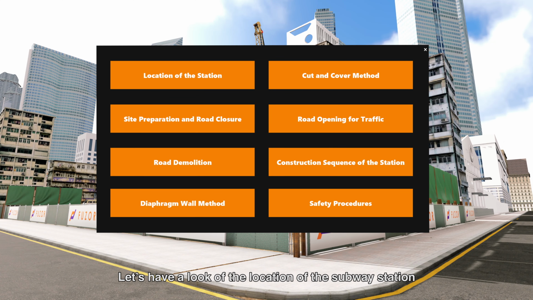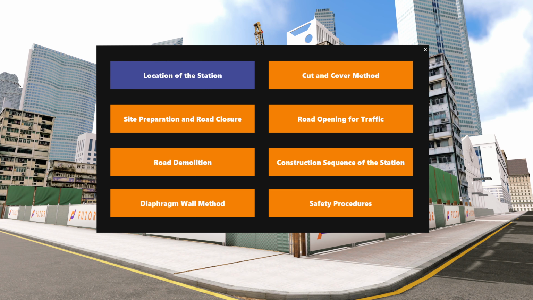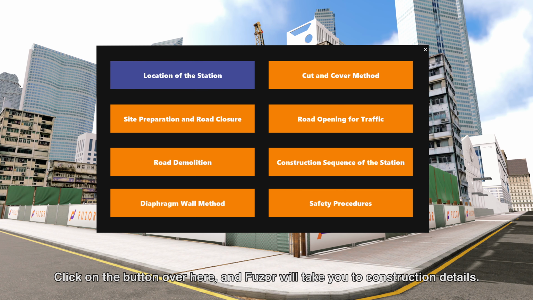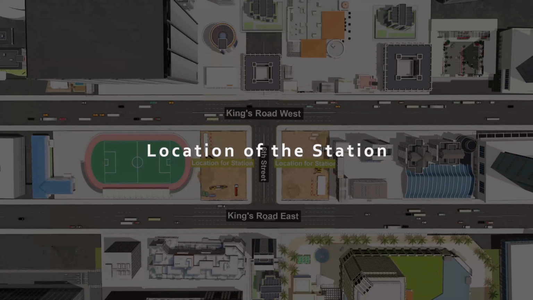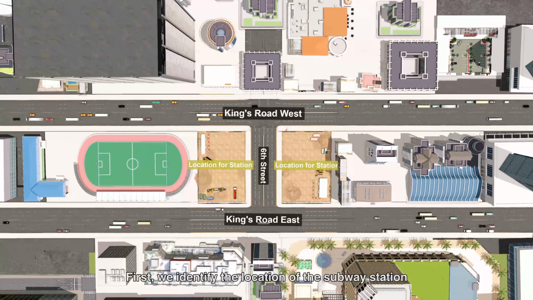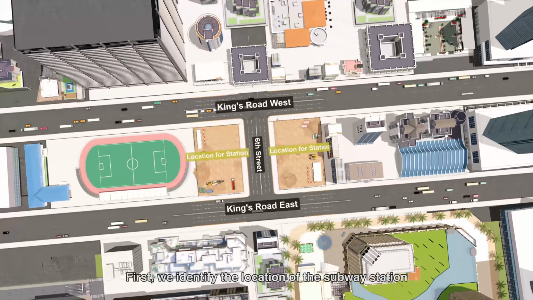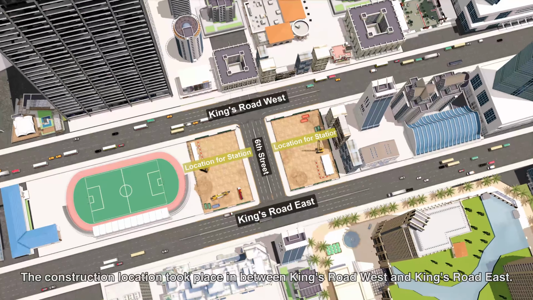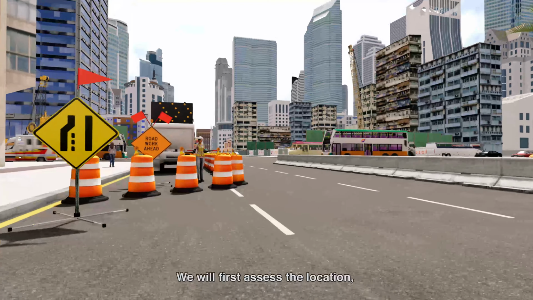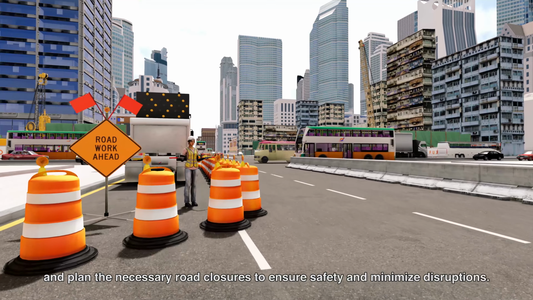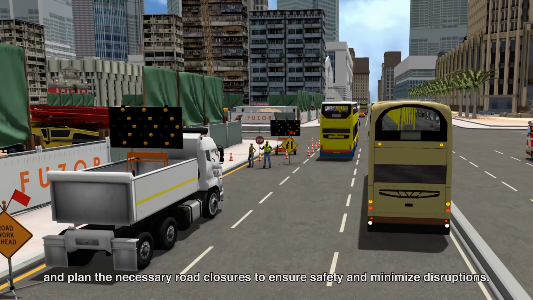Let's have a look at the location of the subway station and what road closures are needed for construction. Click on the button over here and Fuzor will take you to construction details. First, we identify the location of the subway station. The construction location took place in between Kings Road West and Kings Road East. We will first assess the location and plan the necessary road closures to ensure safety and minimize disruptions.